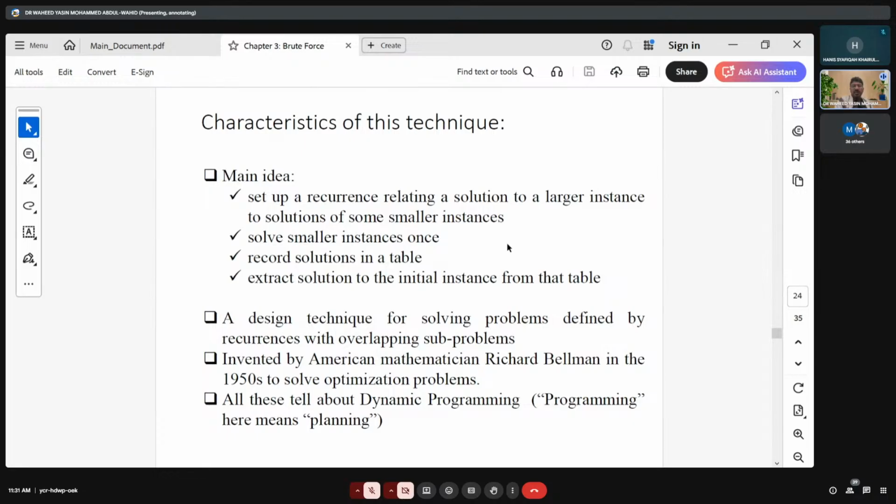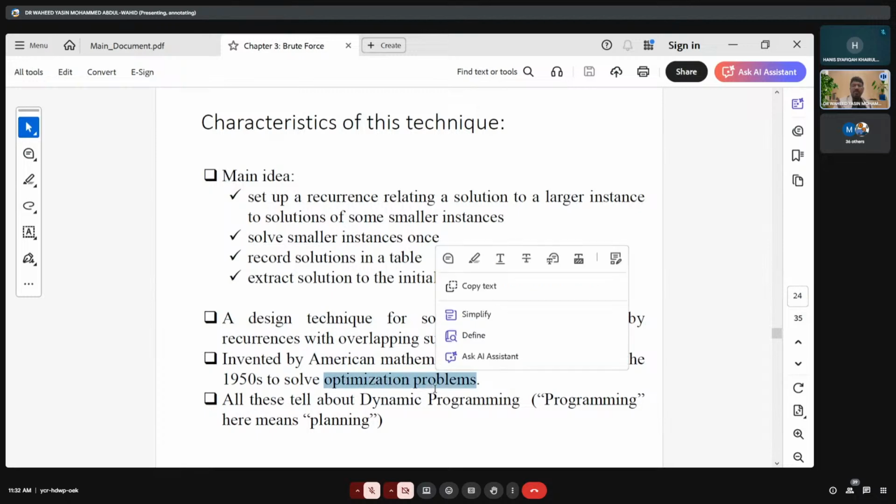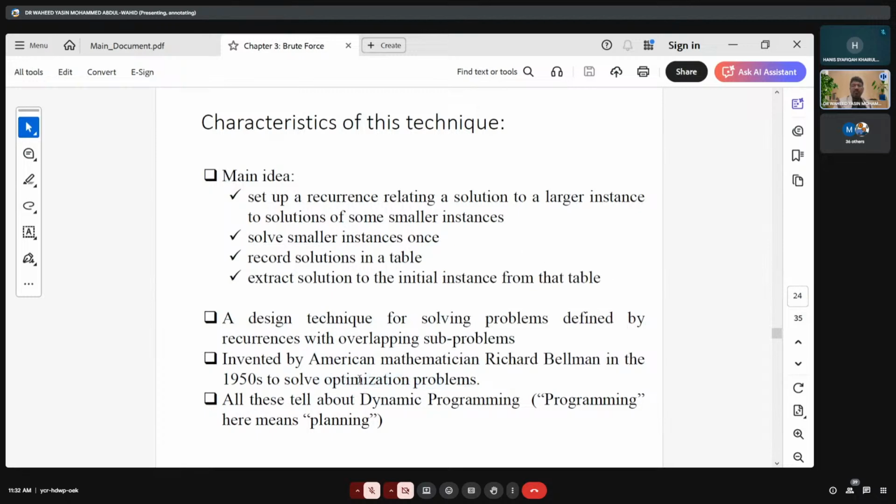recalculate these numbers again. Dynamic programming is a design technique for solving problems defined by recurrences with overlapping subproblems, invented by American mathematician Richard Bellman in the 1950s, to solve optimization problems. So we use the greedy approach and dynamic programming for optimization problems. All these are about dynamic programming. Programming means planning, not programming means coding.